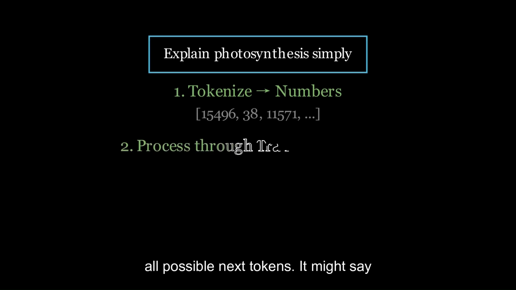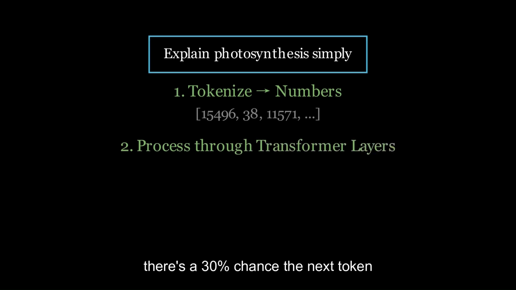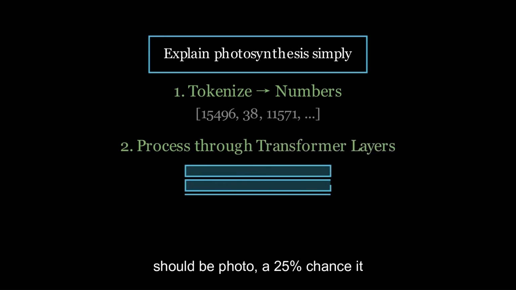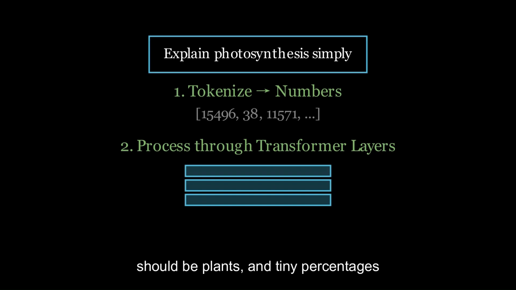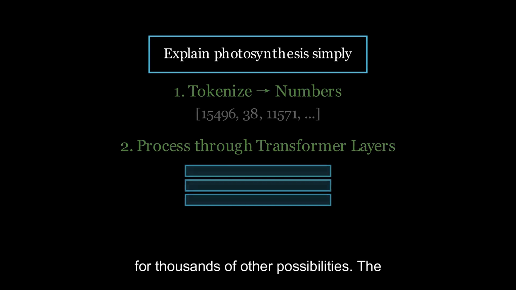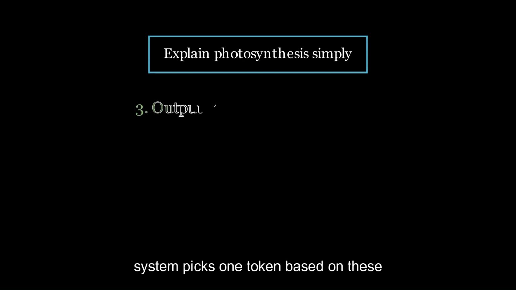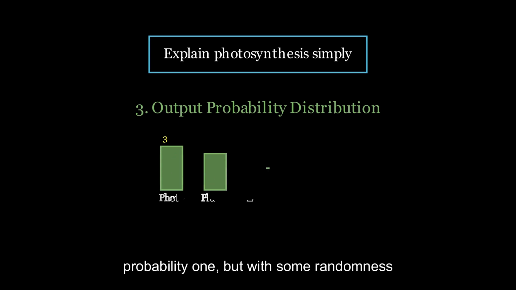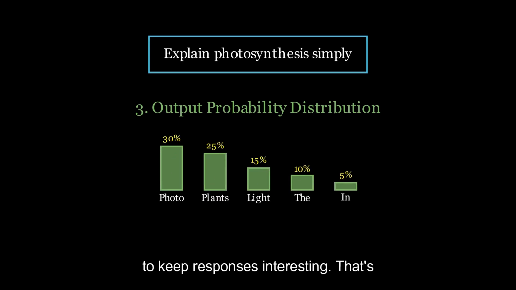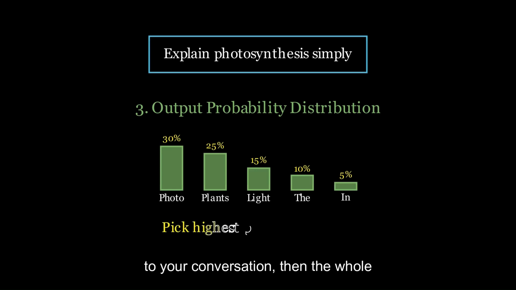It might say there's a 30% chance the next token should be photo, a 25% chance it should be plants, and tiny percentages for thousands of other possibilities. The system picks one token based on these probabilities, usually the highest probability one, but with some randomness to keep responses interesting. That's controlled by something called temperature. That first token gets added to your conversation. Then the whole process repeats.